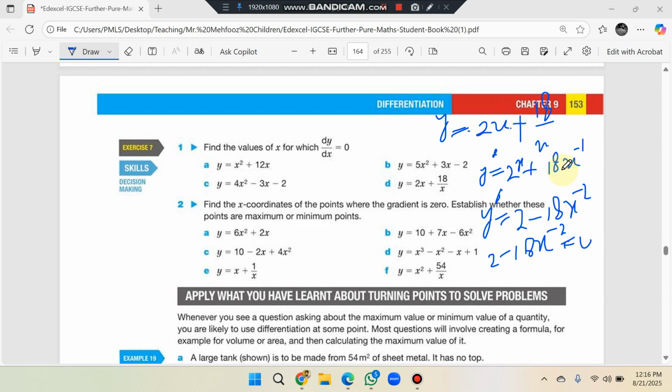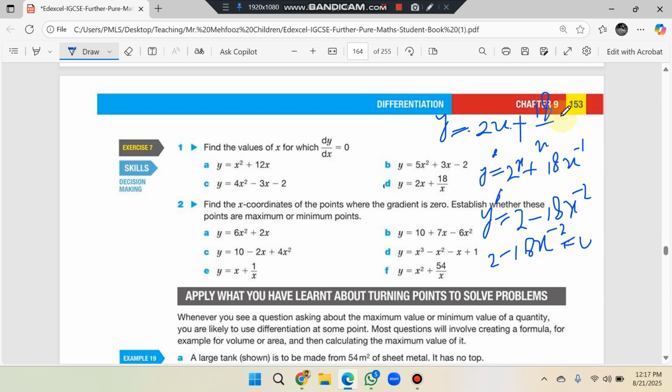Do you understand? Again, I'll explain. In question number 1, we have to find the derivative and put this derivative equal to 0. I am doing question number 1 part D. In this question, y is equal to 2x plus 18 over x, and we have to first simplify it. You can see that y is equal to 2x plus 18.